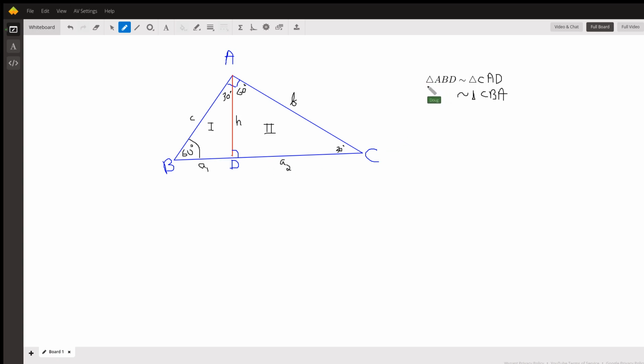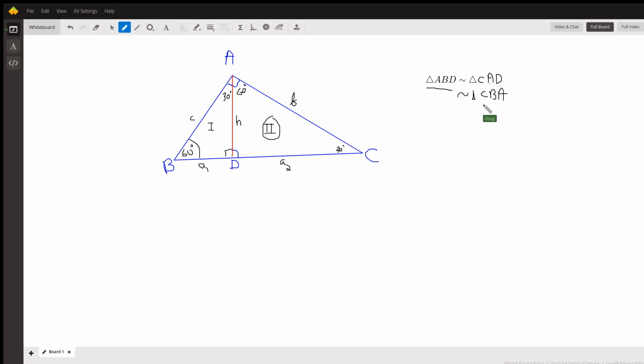So let's say you start with triangle ABD and you'd like to figure out how to name triangle 2 correctly. In triangle ABD, angle A is 30 degrees. And in triangle 2, A corresponds to C because it's 30. That's why I have a C here. And then in triangle ABD, B is 60, so I have to go this way in triangle 2. That's why it's CA. And angle D is 90 degrees in both triangles.